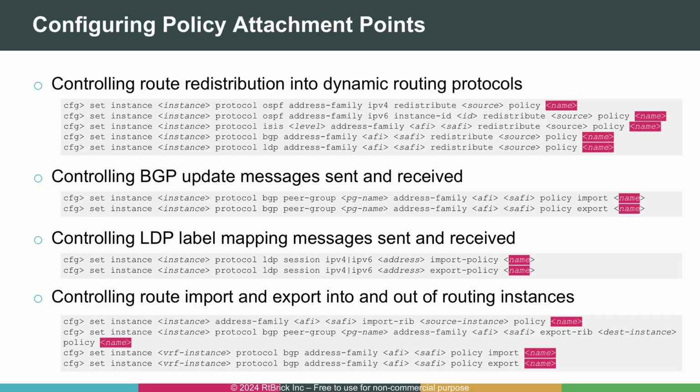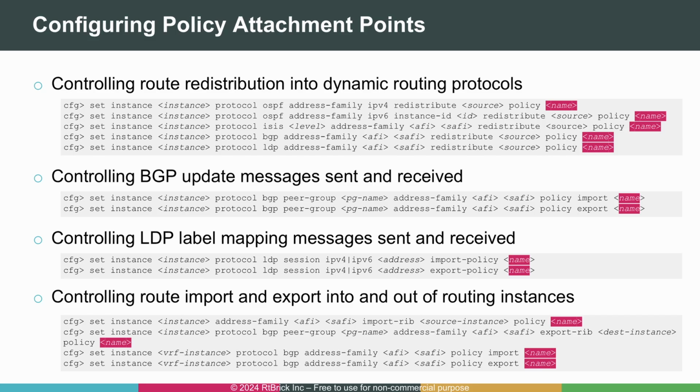There are three main groups of attachment points where routing policies can be applied in RBFS. All dynamic routing protocols allow importing routes from external sources using the redistribute command. The format of the command depends on the routing protocol. We've listed all variations here. Without any further options, all routes from the source protocol will be imported. For example, configuring redistribute direct will import all directly connected subnets. You can add the option policy name to apply a filter that defines which routes should be redistributed.